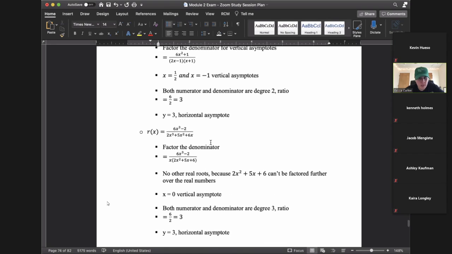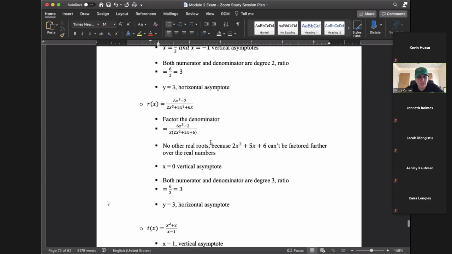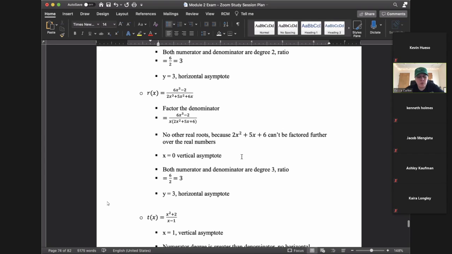Okay, trying another one. 6x to the third minus 2 over 2x to the third plus 5x squared plus 6x. We're going to factor the denominator. We can factor out an x. And then there are no other real roots, because 2x squared plus 5x plus 6 can't be factored further over the real numbers. So the only vertical asymptote is going to be x equals 0.